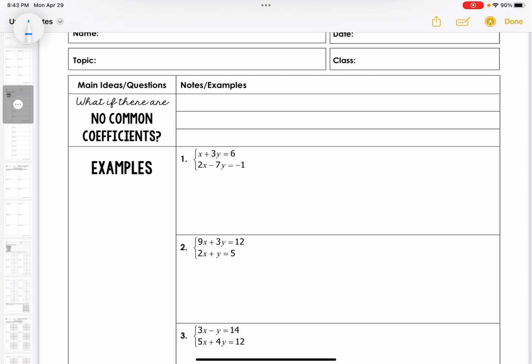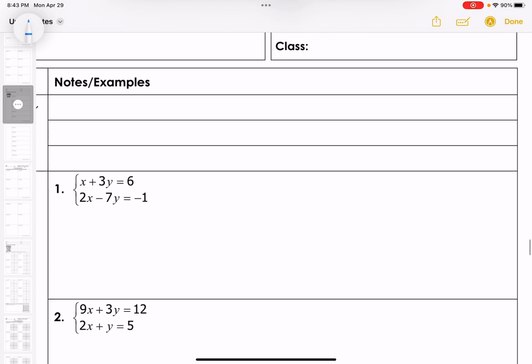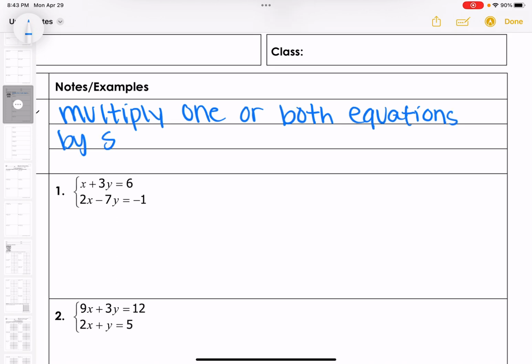So, in the little lines right next to that question, we are going to put: multiply one or both equations by some number to create common coefficients.